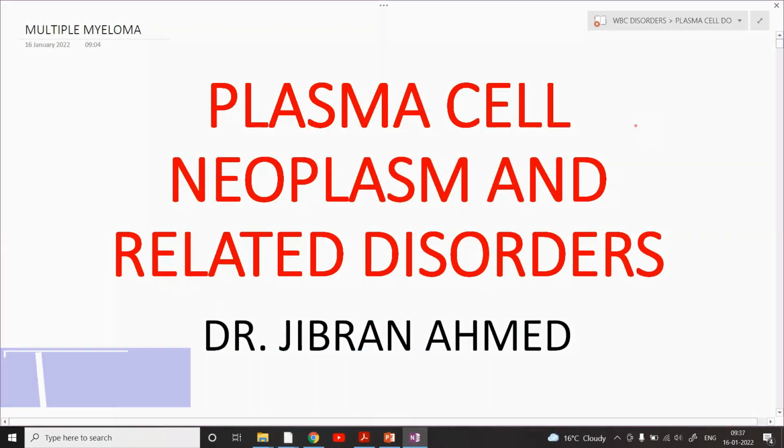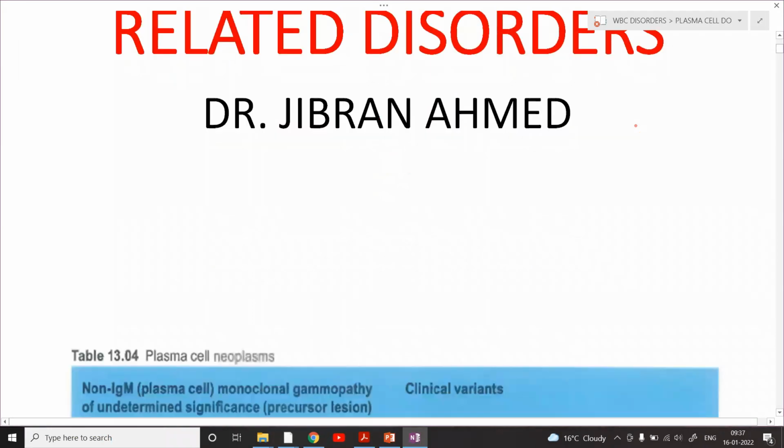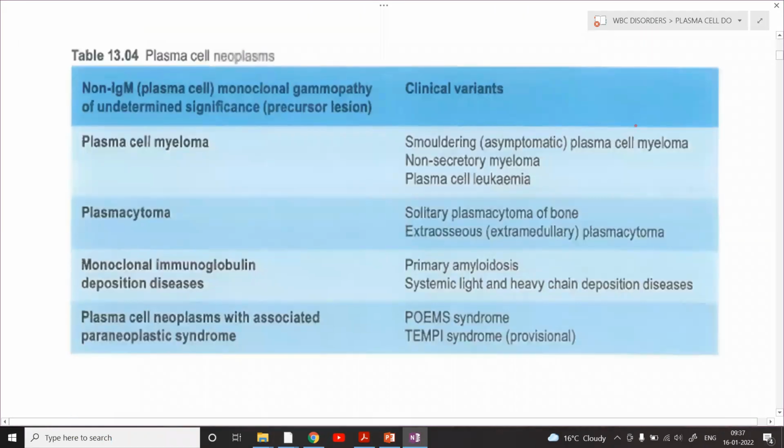Today we are going to read about plasma cell neoplasms and the related disorders. Before I go into multiple myeloma, which is the most important topic of discussion, I just wanted to give you a head start on the spectrum of plasma cell disorders. The first very important one is MGUS, monoclonal gammopathy of undetermined significance. It is basically a precursor lesion of multiple myeloma. Then we have the most important, multiple myeloma, that is plasma cell myeloma, wherein we have different variants like smoldering myeloma, non-secretory myeloma, and plasma cell leukemia.